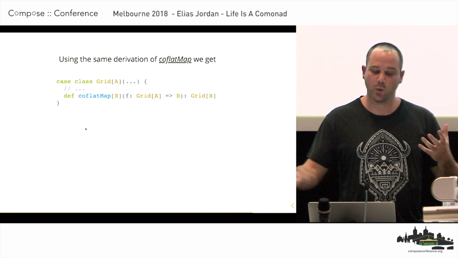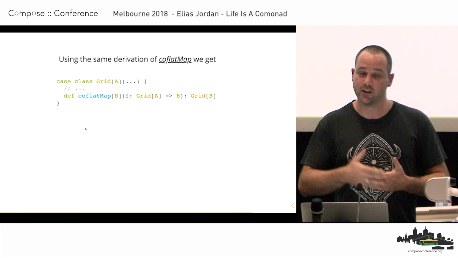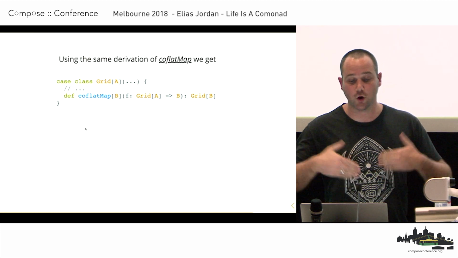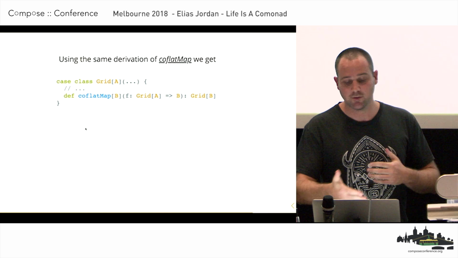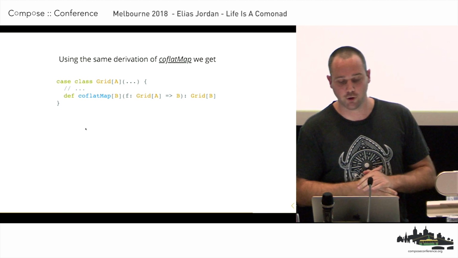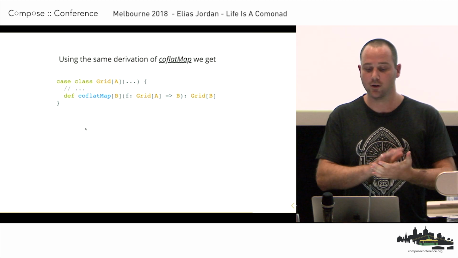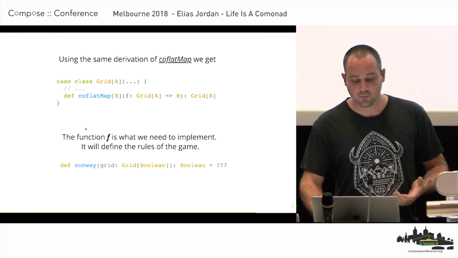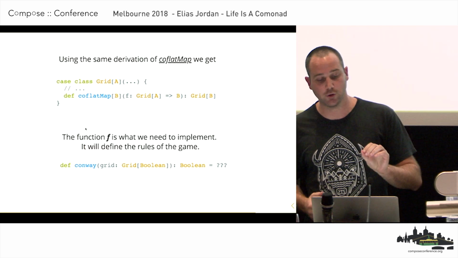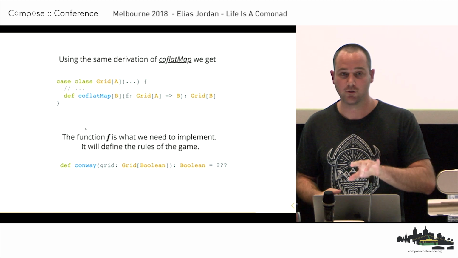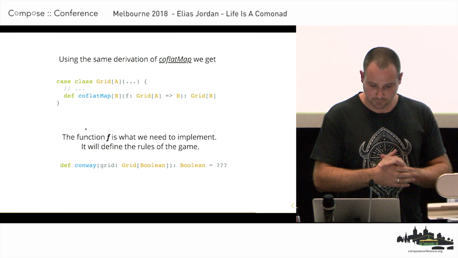we can move on to what CoFlatMap would look like. So we actually use the same derivation that we applied before, so we only need to define CoJoin, and we sort of get CoFlatMap for free because we've derived it in the type class. But here, this is what our effective signature for CoFlatMap will be. So we want to take a grid of A and return some B. So in our case, to implement Conway's game of life, what we want to do is to find that F function to apply the rules of Conway's game of life.